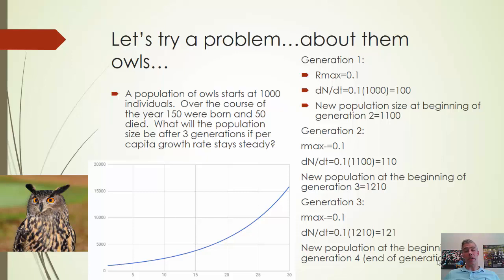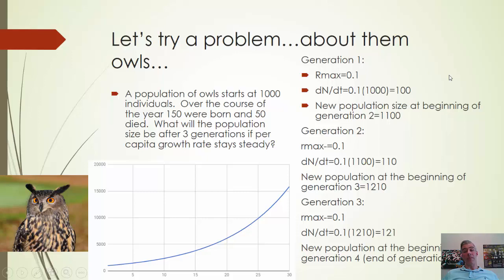All right, so how do you figure out your R max? Well, the way you calculate the R max, again, remember, is to take the number of individuals that were born and subtract the number of individuals that died. That gives you 100 as our growth. To get the per capita, we take 100 and divide by the initial population size, which was 1,000. And that's why we get an R max of 0.1.